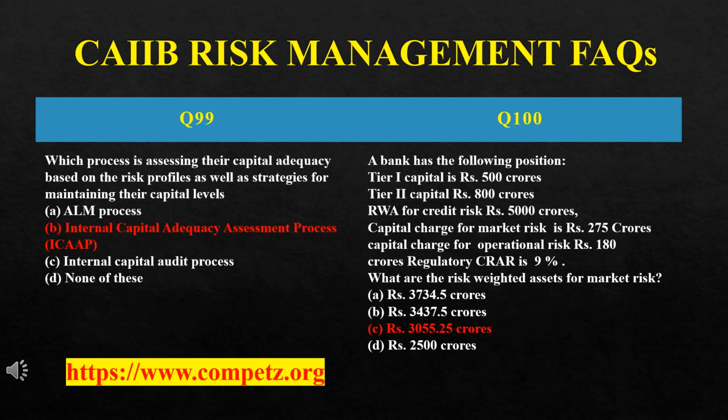Now see here, this is our last slide for this video. This is our question number 99. Read the question and listen carefully. Which process is assessing their capital adequacy based on their risk profiles as well as strategies for maintaining their capital levels? They are asking us the process. There are 4 options. First, ALM process. Second is ICAAP, Internal Capital Adequacy Assessment Process. Third is Internal Capital Audit Process, and fourth is none of the above 3.